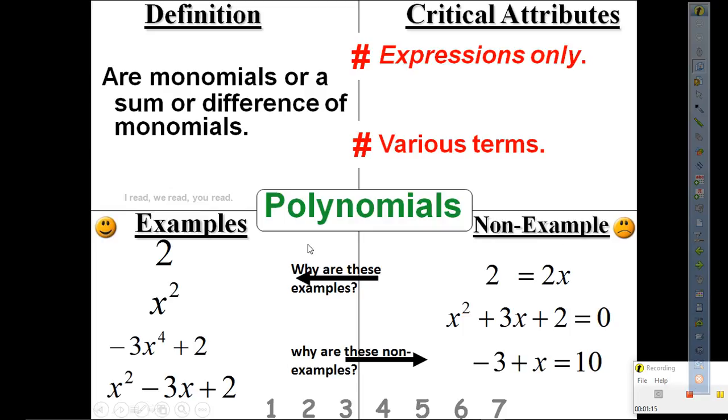Because they're equations, and polynomials, we're talking about expressions again, right? That's why it says here hashtag expressions only, hashtag various terms. You can add more hashtags if you want. All right. So you can finish this later. You have the notes.